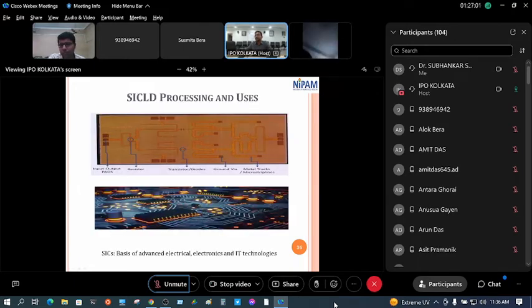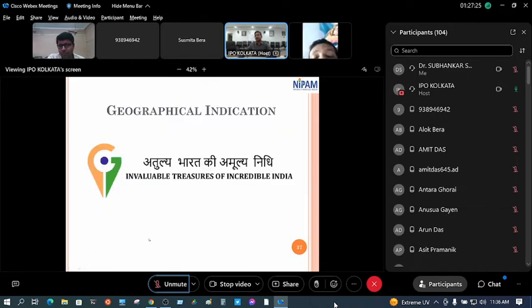You can see here what an integrated circuit is. You must have seen this. These are some resistors and other chips. These resistors, transistors, diodes, and the specific and unique layout design of this can be registered under SICLD. So these are the basics of advanced electronics and IT technologies. This was all about SICLD. Next, we will see our next intellectual property right, that is geographical indication. Let us understand geographical indication via this video.